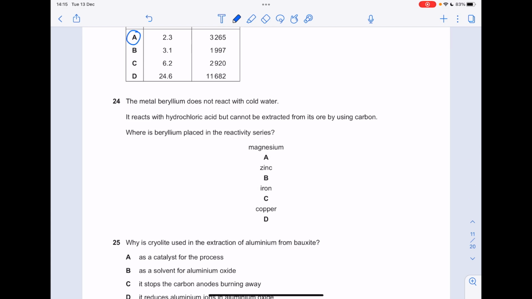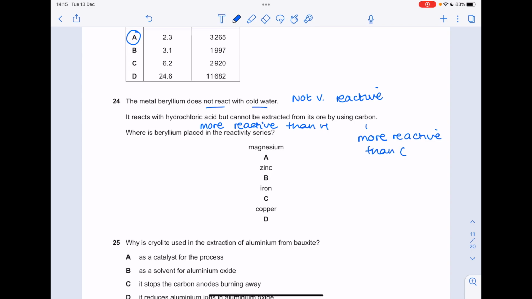The metal beryllium does not react with cold water. So it's not super reactive, because remember it's the group 1 elements that like reacting with cold water. It reacts with hydrochloric acid but it cannot be extracted from its ore by using carbon. So the fact it reacts with hydrochloric acid means it's more reactive than hydrogen, but the fact that it can't be extracted by using carbon means that it's more reactive than carbon.